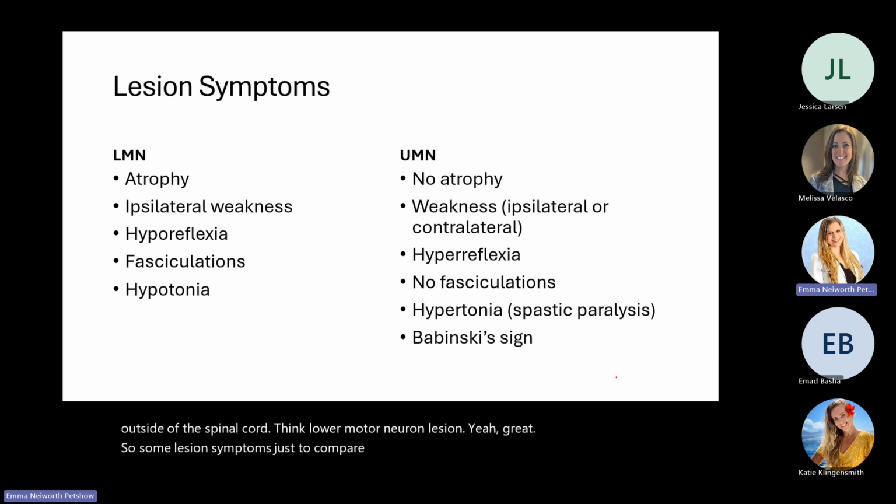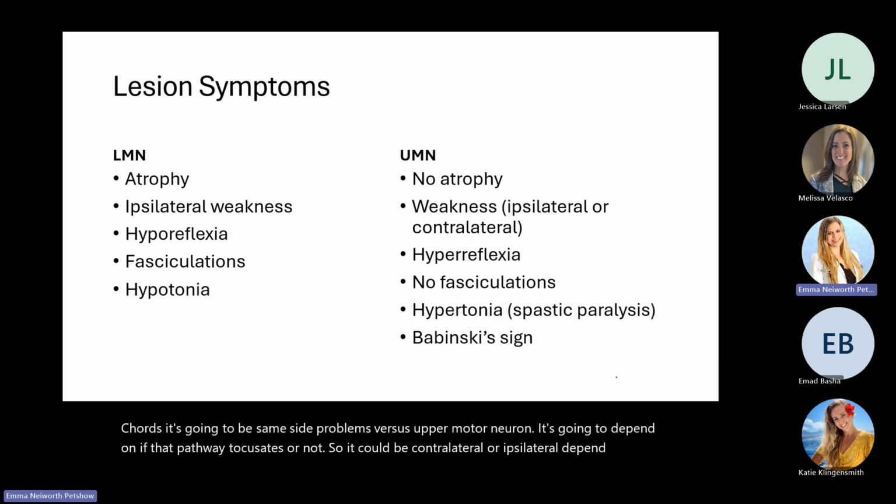Lower motor is LMN, upper motor is UMN. Lower motor has muscle atrophy, versus upper motor would not have muscle atrophy. Think lower motor neuron: we can't get muscles to contract, right? It's a flaccid paralysis, so if we can't contract our muscles, they're going to atrophy over time. In lower motor neuron, it's going to be ipsilateral, so same side, because we're past the decussation point. We're at the point where we're leaving the spinal cord, so it's going to be same side problems. Versus upper motor neuron, it depends on whether that pathway decussates or not, so it could be contralateral or ipsilateral, depending on the pathway in question.